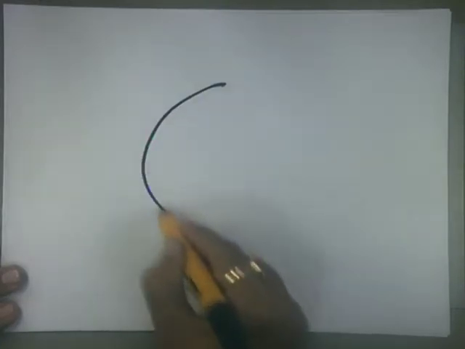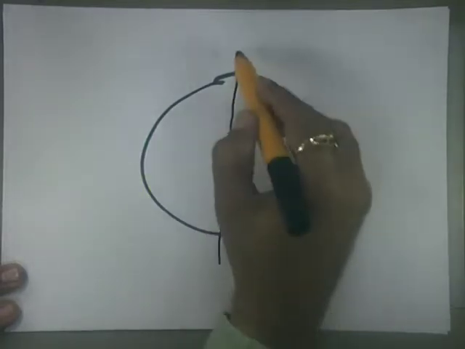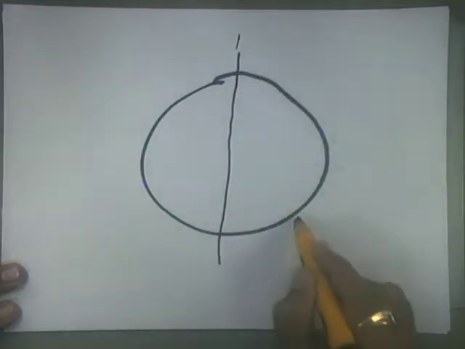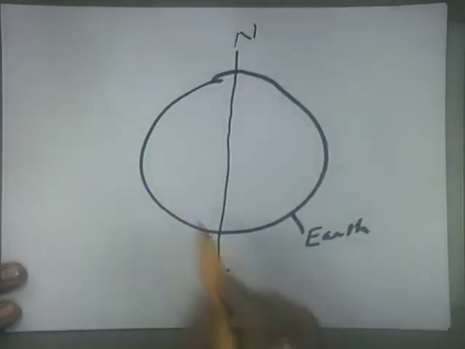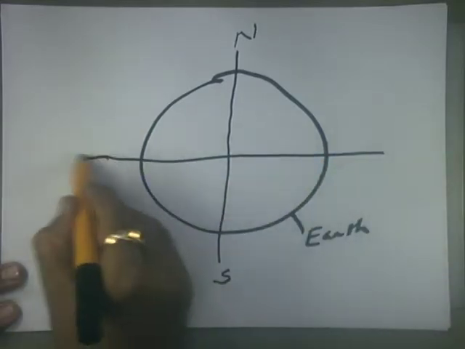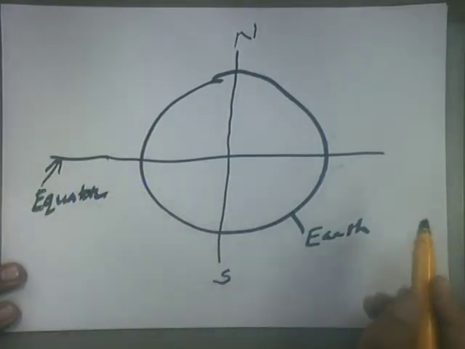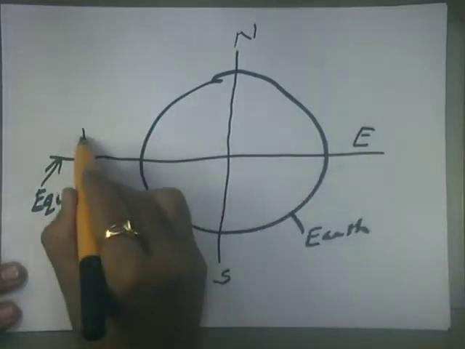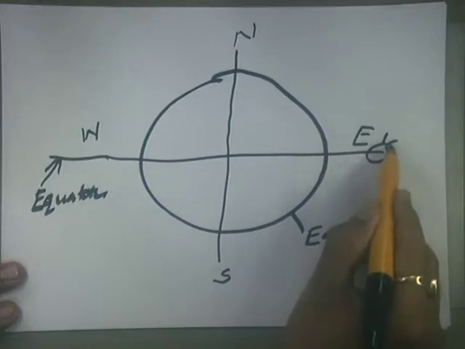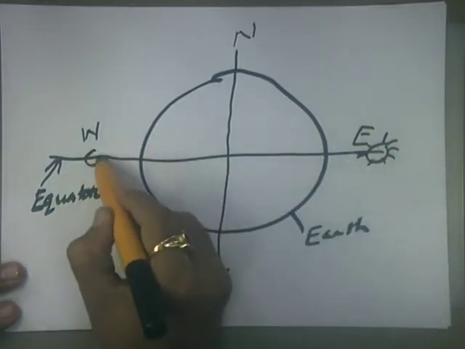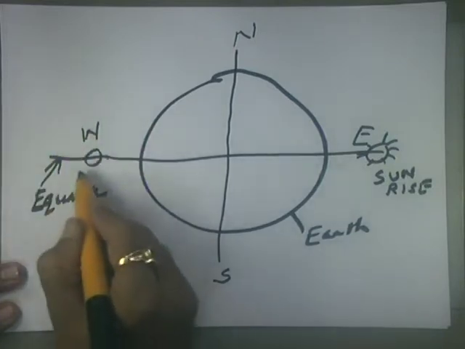Now this is the earth, and this is the axis of rotation. This is the north, and this is the south, and this is the equator. Now this is the east direction, and this is the west direction. Now we always observe that the sun rises from the east and sets in the west. So this is the sunrise from the east, and this is the sunset.